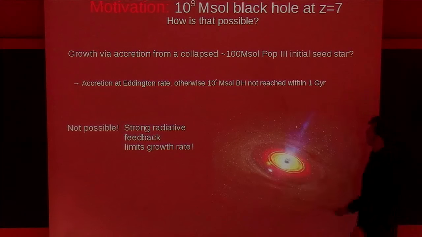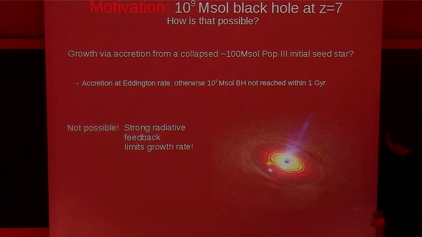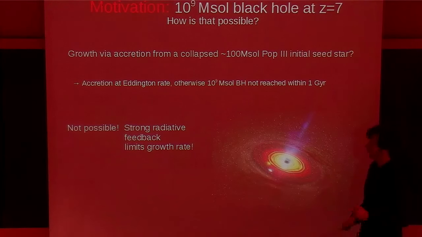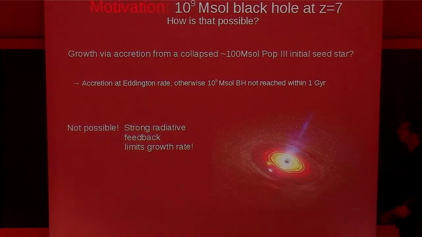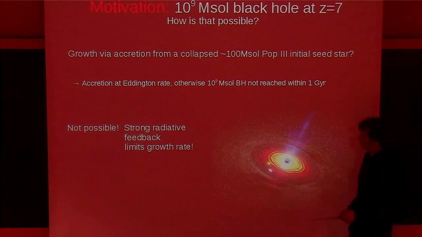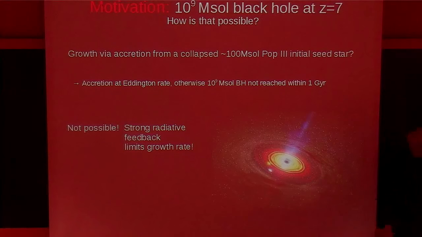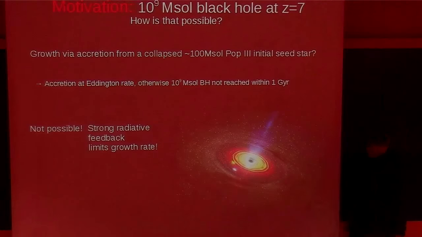Another scenario is growth via accretion from the collapse of a population 3 star. These have a mass of about 100 solar masses. If you do the math, you find that if you want this initial seed black hole to grow to supermassive scales within 1 giga-year, it must accrete from the surrounding gas cloud at least at the Eddington rate. But the trouble with that is that you develop strong radiative feedback, and that ultimately limits the growth rate. So it also doesn't seem possible to form supermassive black holes at z equals 7 with this kind of mechanism.